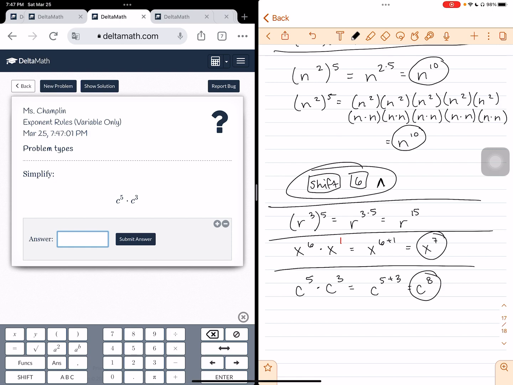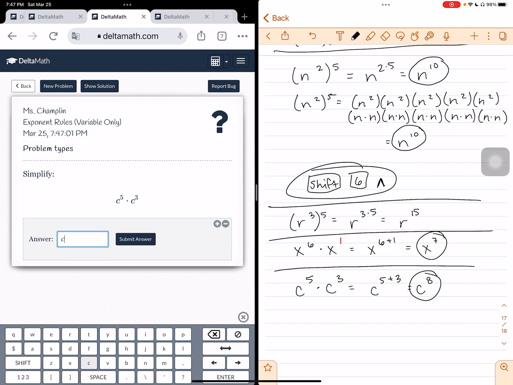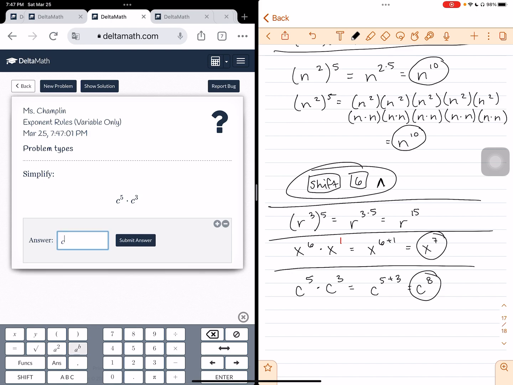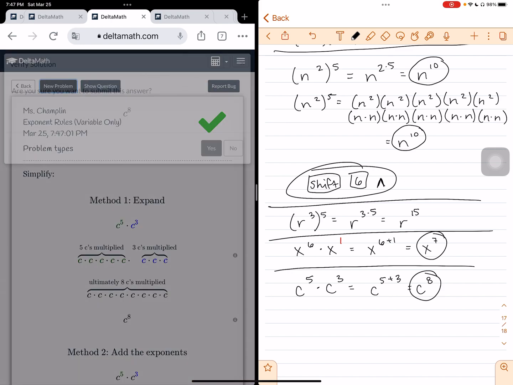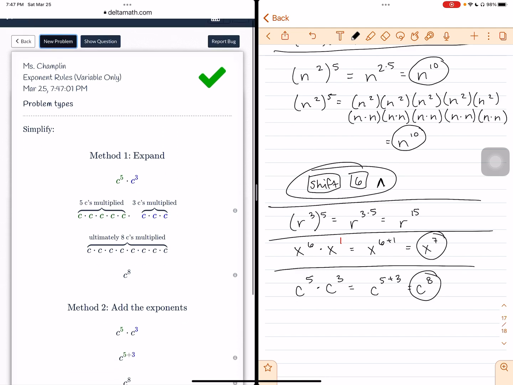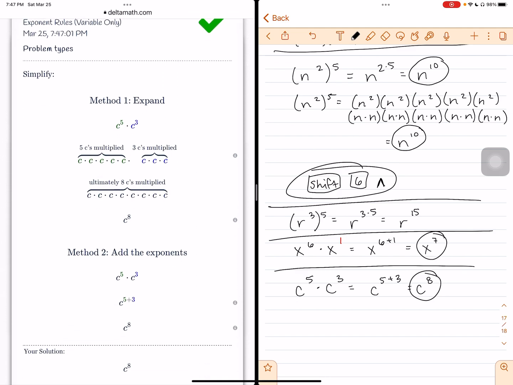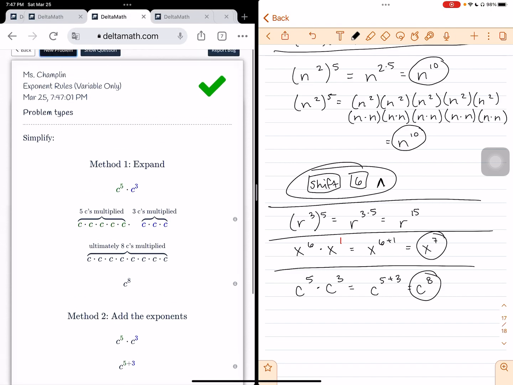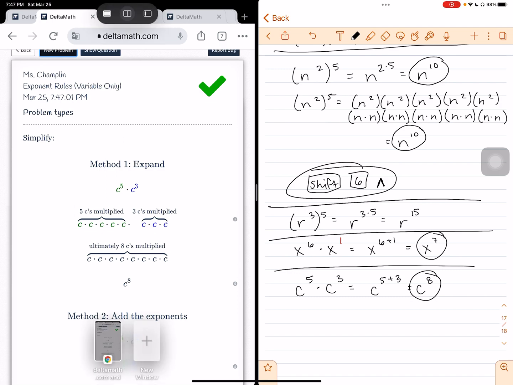If you were to use the expansion method, you can always think, what would this look like if I expanded it? And that can always help you with seeing whether or not you should be multiplying your exponents or adding your exponents together. Pause the video if you need that explanation, and I'm going to move on to the next assignment.